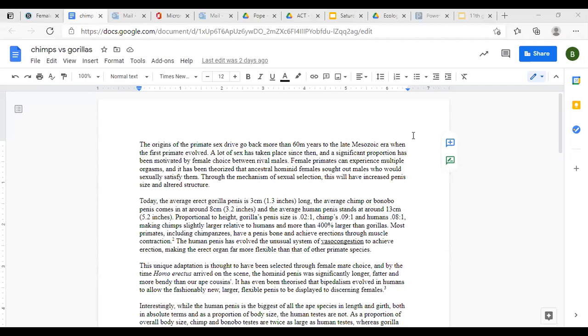Got about 20 seconds. Which one was a female choice environment? Was it gorillas or chimps? Who was female choice? Oh, we're speaking. I'm not looking at the chat box. I'm literally not going to look at it. Which one was it? Were gorillas or chimps female choice? Chimps. Yep, the chimps were.